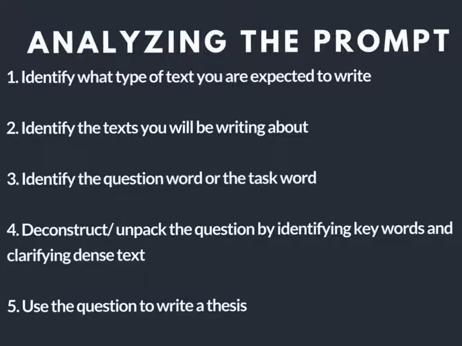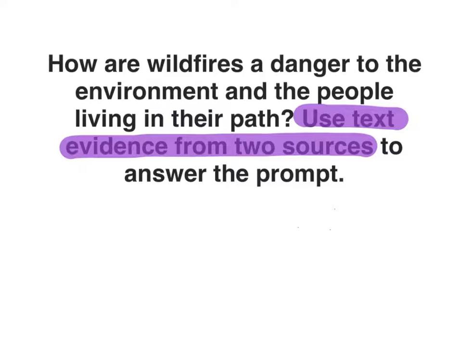Now that I've established I'm going to write a response to text, I moved on to number 2. Identify the text you will be writing about. When I look back at the prompt, I can see that it does not explicitly name the text. Some prompts will, and some prompts might not. This prompt does not. It just says use text evidence from 2 sources.